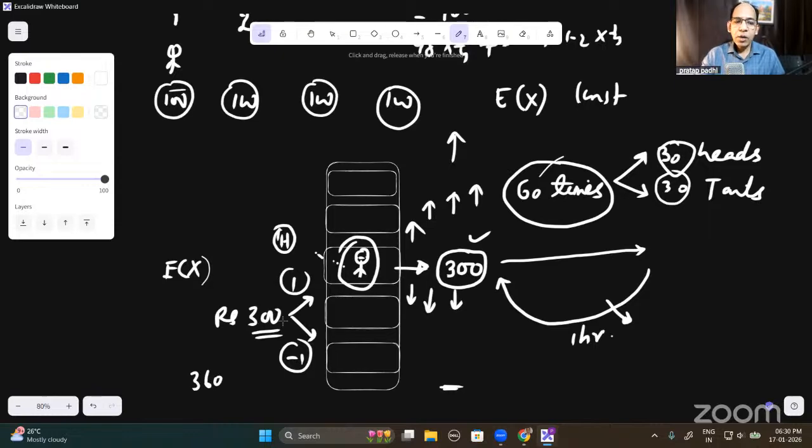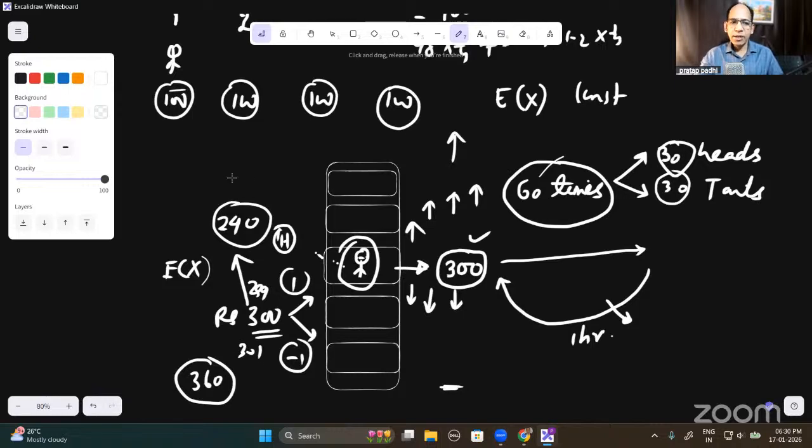If he wins all the time, that's fine. In the other worst case, 60, 240. Now see the range, 360 to 240. What about 1 minute? It's 299 to 301. What about 2 hours? 2 hours means another 60 less, right?